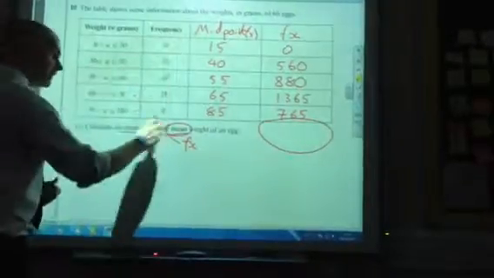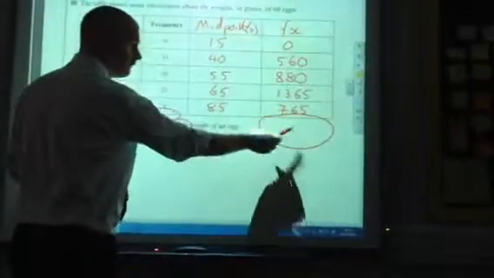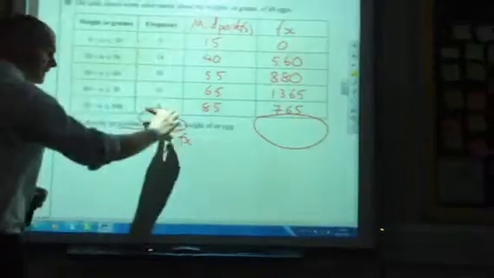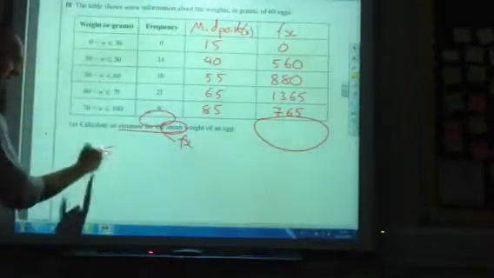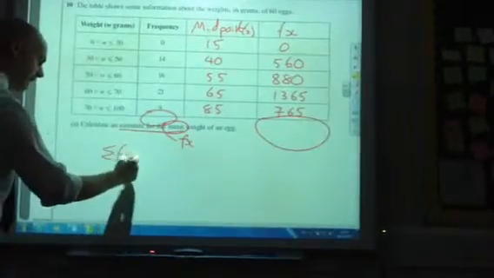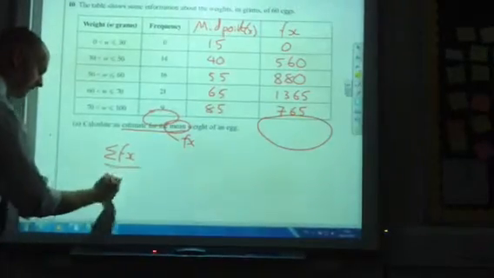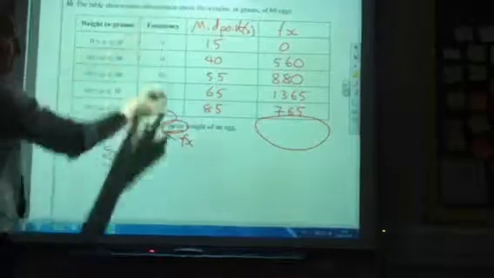So what you do is you divide the fx column, the total of it, by the frequency column, the total of it. So the way of writing it mathematically is the sum of, which means add up, the fx column, divided by the sum of, which means you add up, the f column.